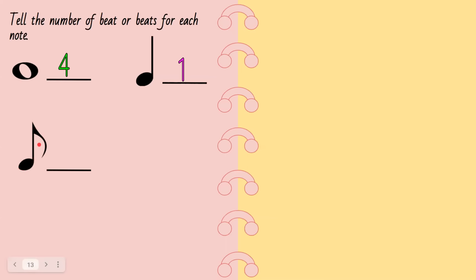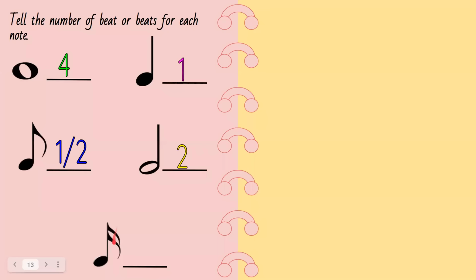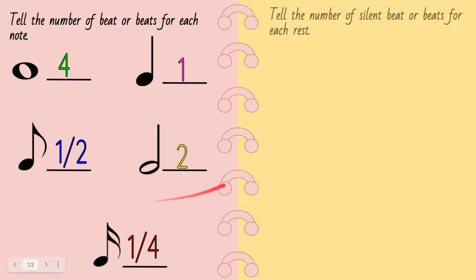How many beats? Correct. It's 1/2 beat. This is unshaded head, so it's half note. How many beats? Correct. 2. Okay. For this one, 2 flags already. This is called 16th note. How many beats? Correct. 1/4. Very good. Let's proceed to our silent beats of rest.